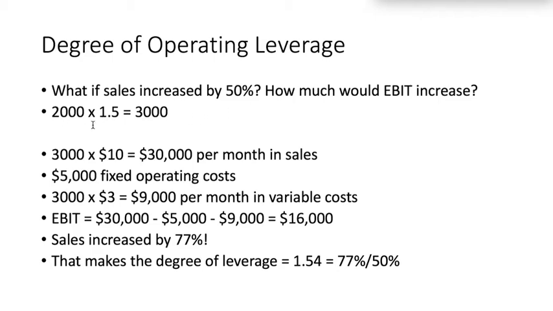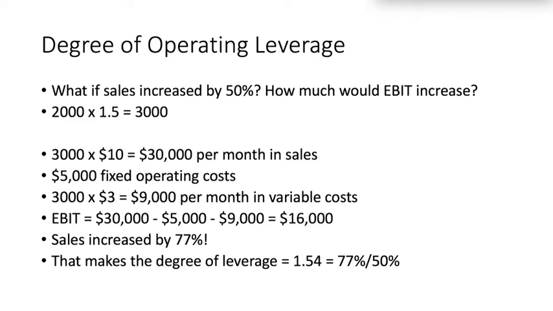So that would mean sales increase from 2,000 to 3,000. That means sales now are 3,000 times 10 equals 30,000 per month. Fixed costs are the same at 5,000. Variable costs change, 3,000 times 3 equals 9,000 per month. So EBIT changes to 30,000 minus 5,000 minus 9,000 equals 16,000 per month.